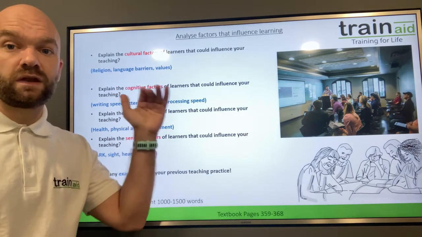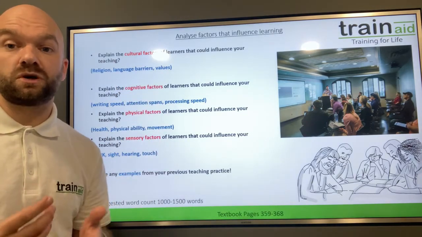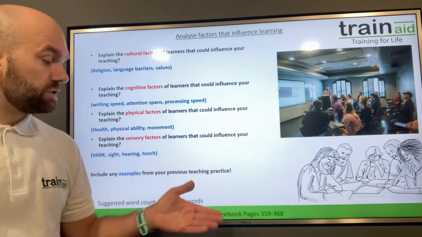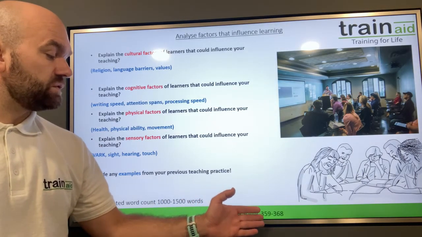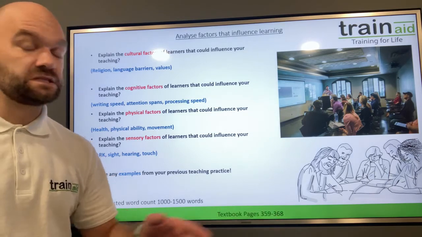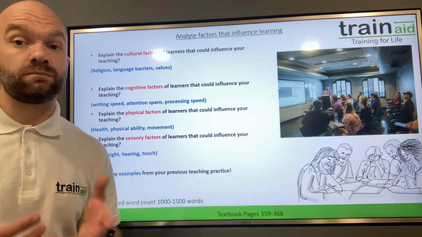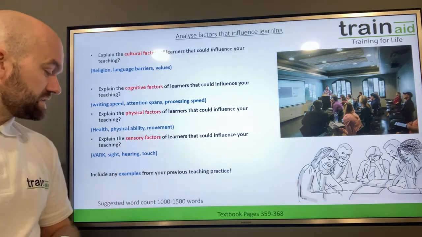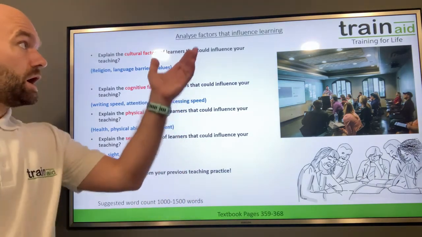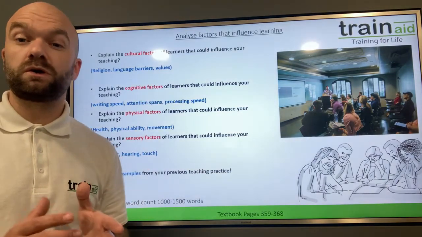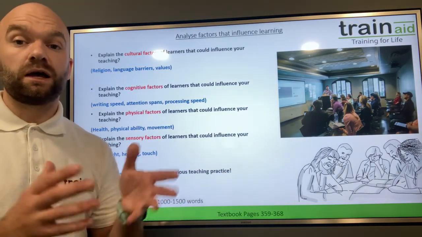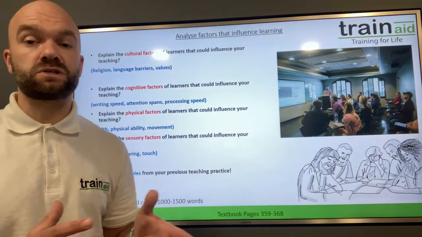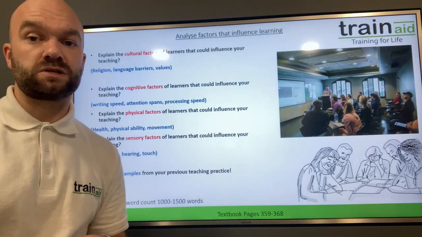Okay, so do reflect on each one. Talk about examples that you've encountered, of course, and have a look once again at pages 359 to 368 within the textbook to find out more about these different elements of inclusive practice. Once again, for this first assignment question, we're looking for between 1,000 words and also 1,500 words there as well. So do take your time with this first assignment question.